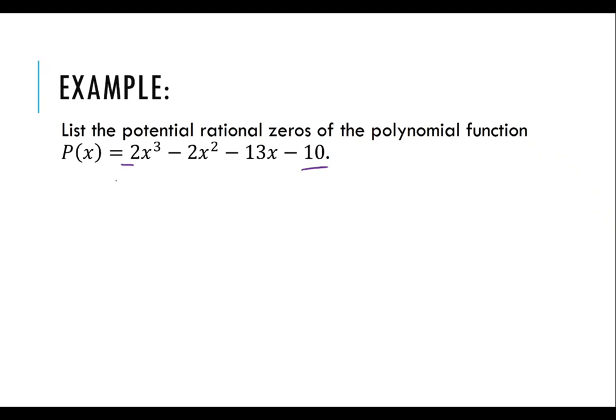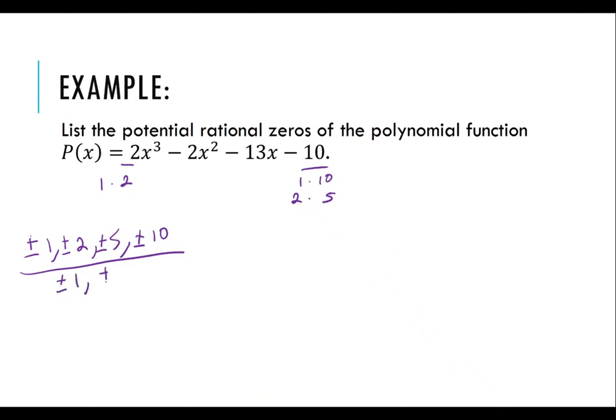So 2 has factors of 1 and 2. 1 times 2 are the only numbers multiplied together that give us 2. 2 is prime. The factors of 10 are 1 and 10, 2 and 5. There are no other factors. So now when we make our list of rational zeros, it's going to look like fraction form: plus or minus 1, plus or minus 2, plus or minus 5, plus or minus 10, each one divided by factors of the leading coefficient, which are plus or minus 1, plus or minus 2.